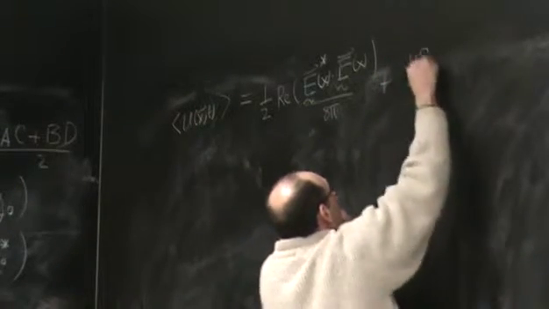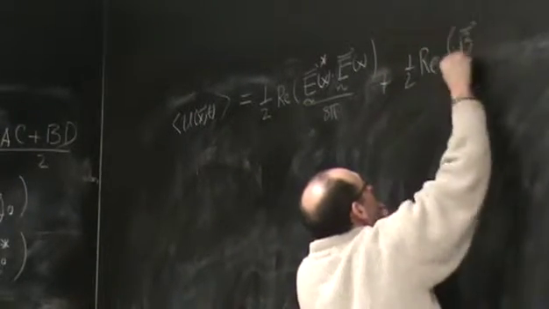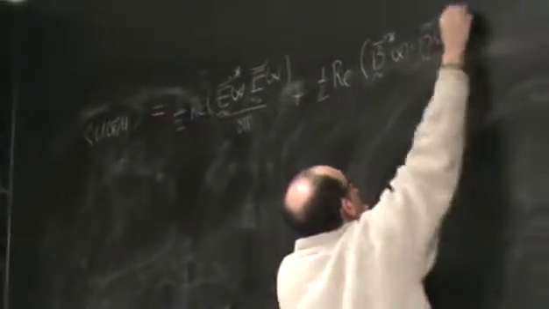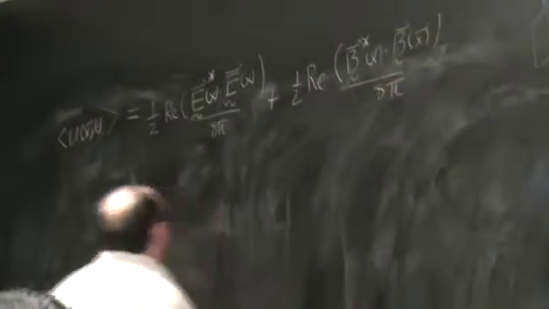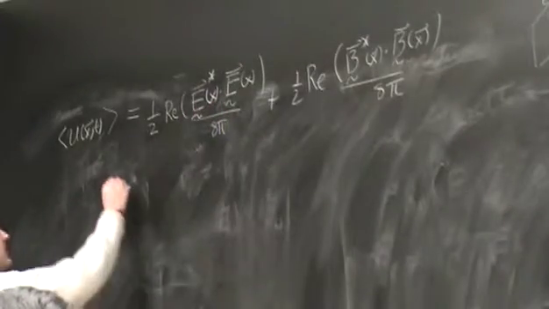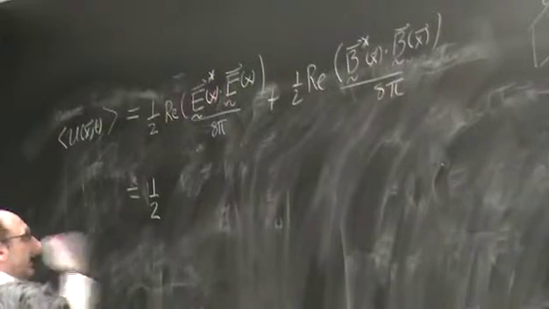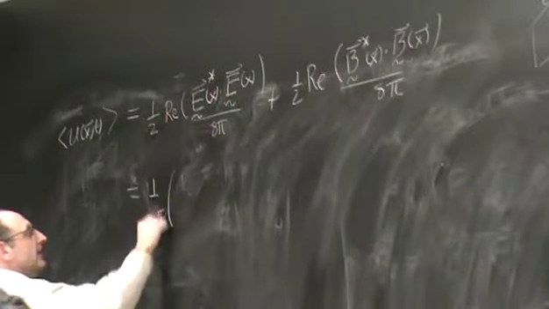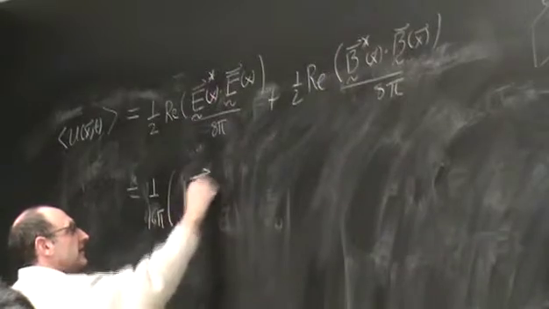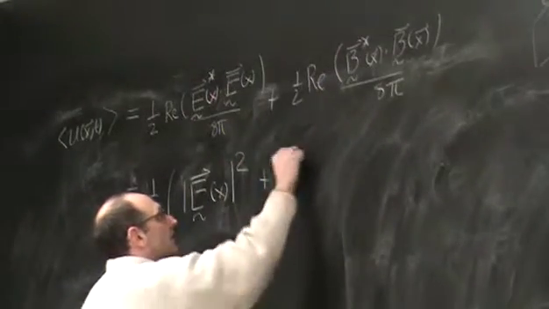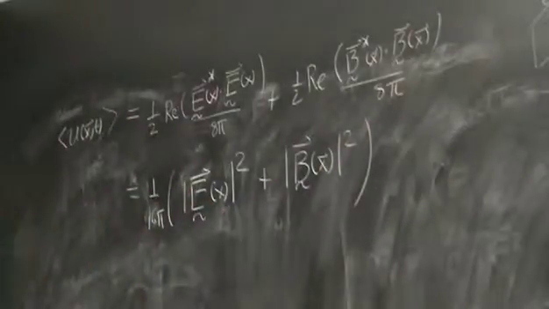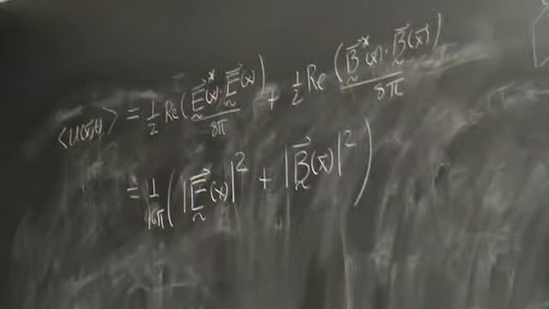Plus 1/2 the real part of B tilde star dot B tilde over 8 pi. And of course, this is the magnitude of the complex vector, both in magnitude in the complex sense and magnitude in the vector sense. Okay? So that's the time average energy density in the field.